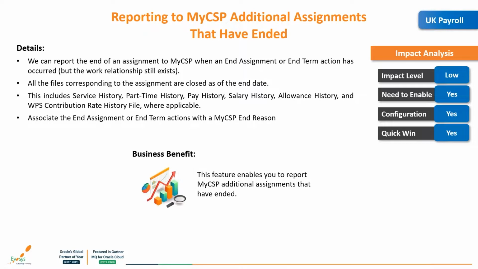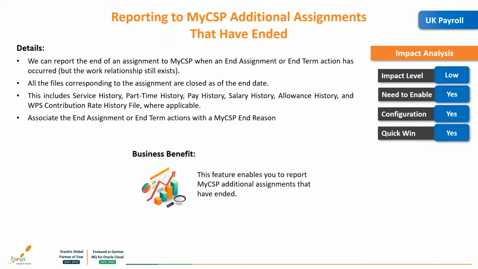The next feature which is specific to UK payroll is reporting to MyCSP additional assignments that have ended. So in a scenario where there are multiple assignments and the work relationship still exists, and one of the assignments has got end dated. Previously the end date does not get transferred to MyCSP and it does not come out in the report. But now with 22C, we can report the assignment end date to MyCSP. When the assignment is ended using the end assignment or end term action in the person management assignment page, this value gets reported in the MyCSP reports.